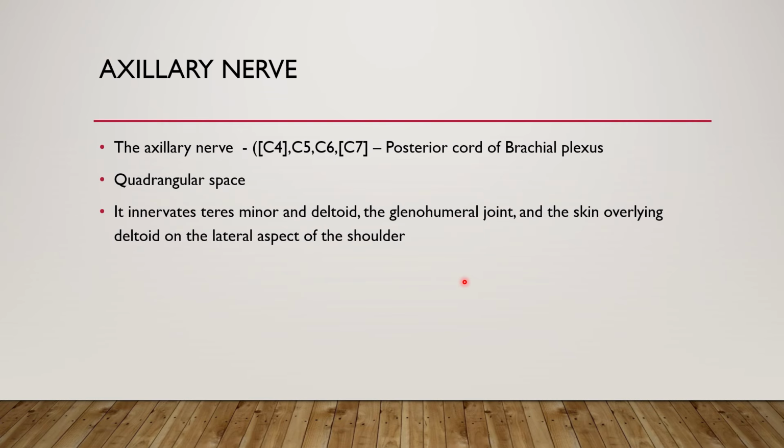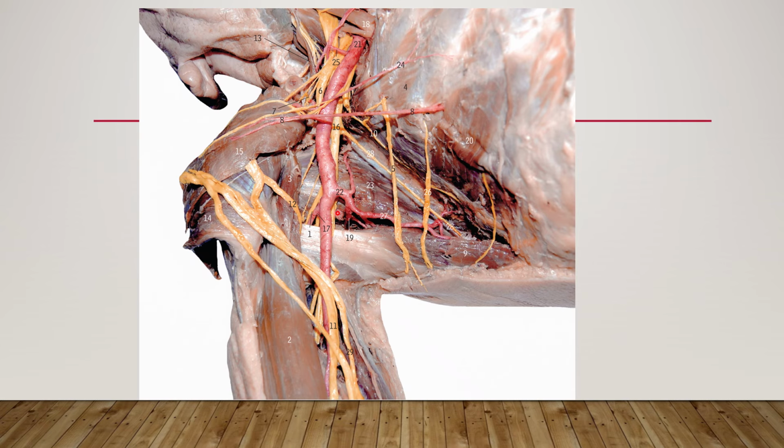Next, I'll move on to the axillary nerve. Axillary nerve, posterior cord of the brachial plexus. Look at the root value. First it lies in the quadrangular space. When it lies in the quadrangular space, it innervates deltoid as well as teres minor and the skin over the deltoid. That is very important. We'll see what will happen.